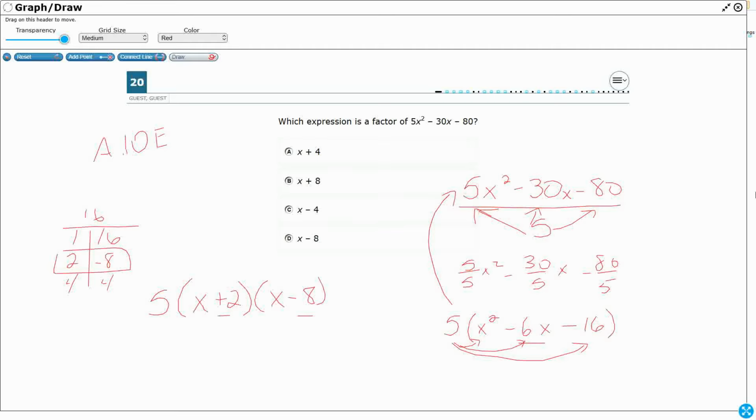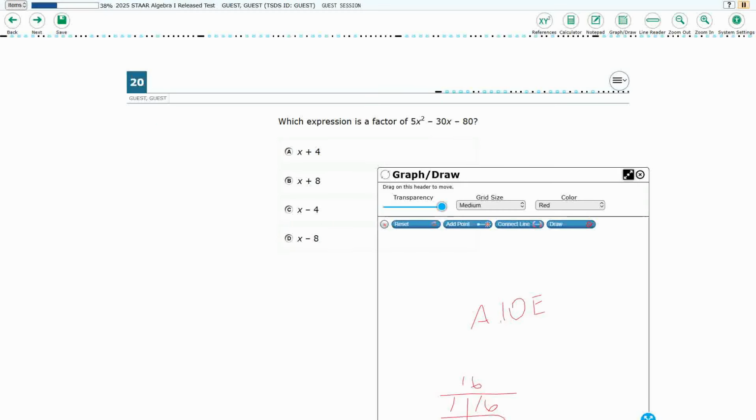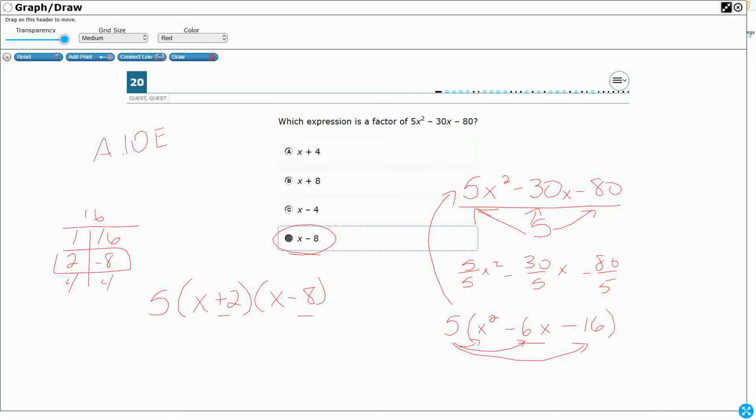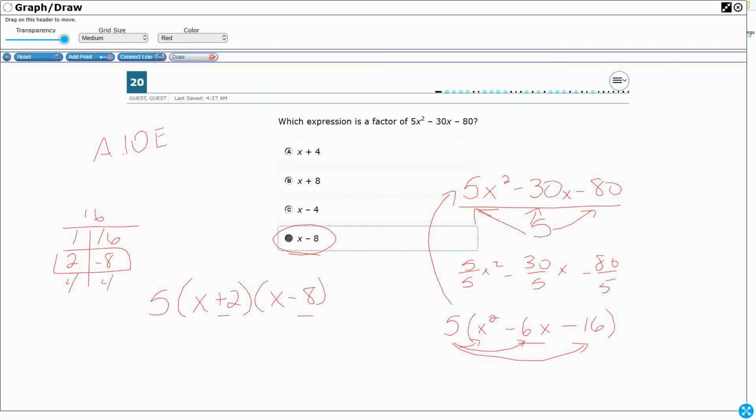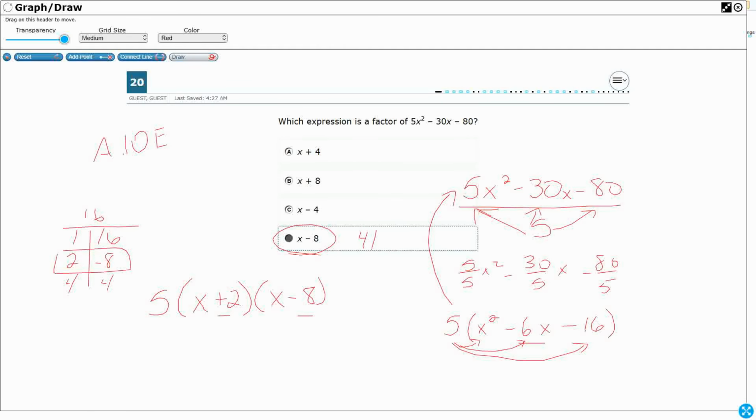And so that's how I would factor this. Now I'm looking for simply one factor, and that's it right there, x minus 8. It could have been x plus 2, right? They could have asked for the entire expression, which we would have had to show the 5, but there's that x minus 8. Now, how did we do with this? This one was definitely on the harder side. We had 41% of our students only get that correct.